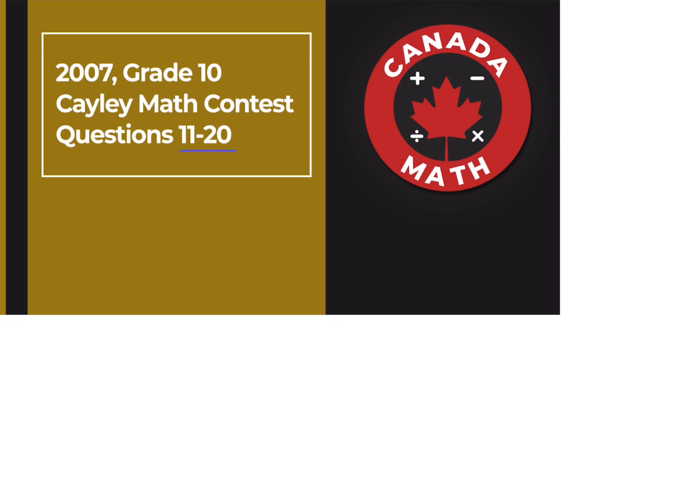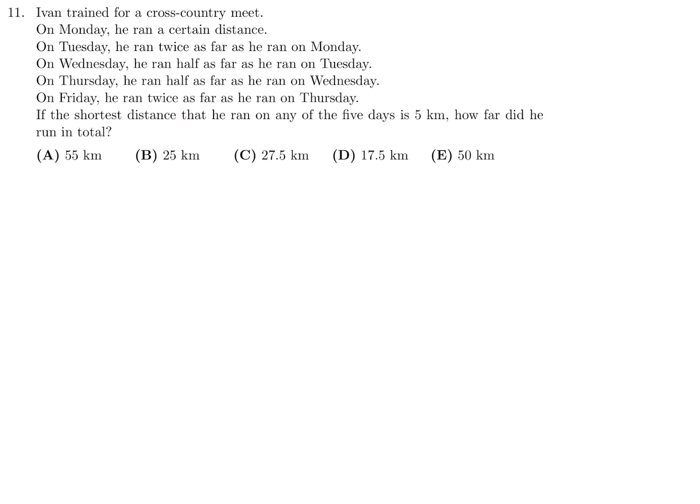Questions 11 through 20 on the 2007 grade 10 Cayley math contest. Ivan trained for a cross-country meet. Cross-country is running. I used to be and still am a runner.